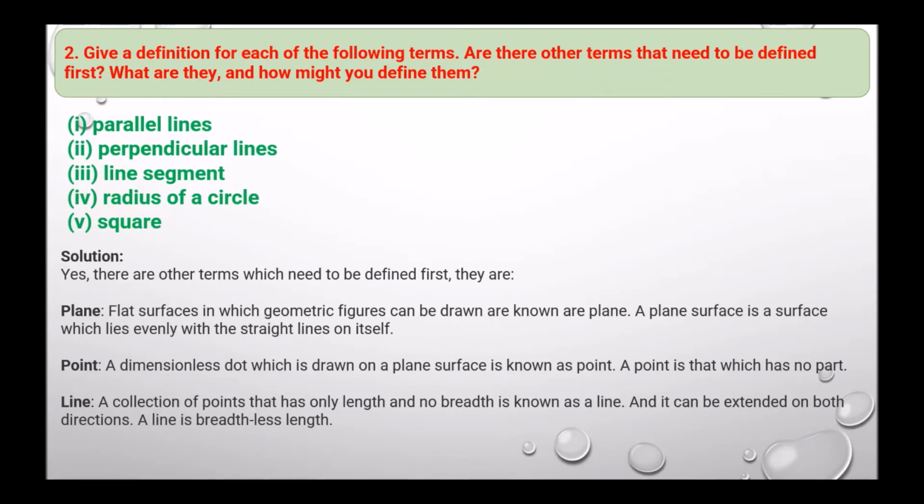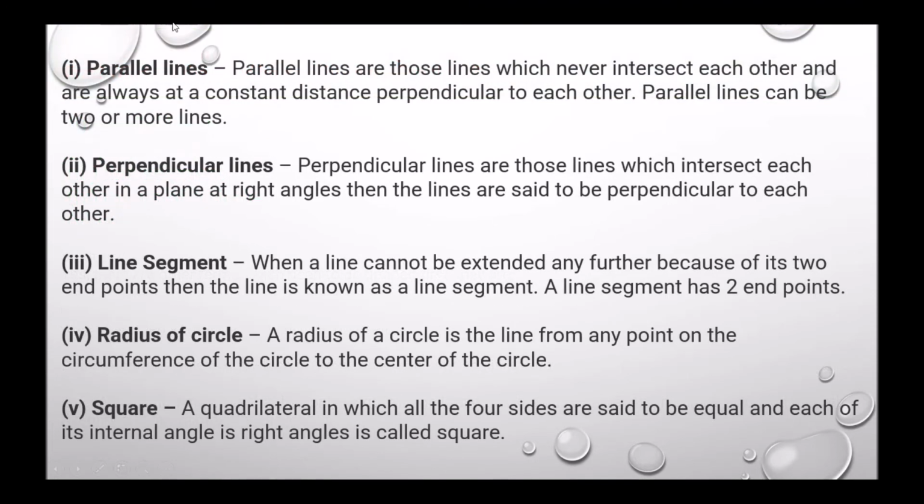Next is line. A collection of points that has only length and no breadth is known as a line, and it can be extended in both directions. A line is breadthless length. Now, the parallel lines. Parallel lines are those lines which never intersect each other and are always at a constant perpendicular distance from each other. Parallel lines can be two or more lines.